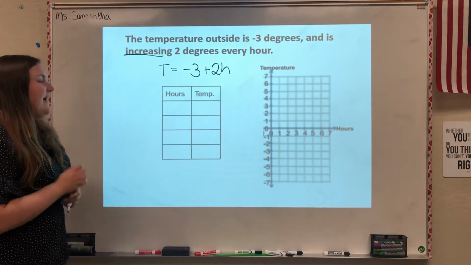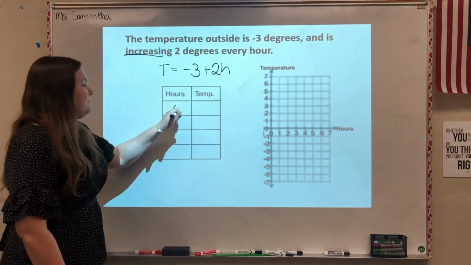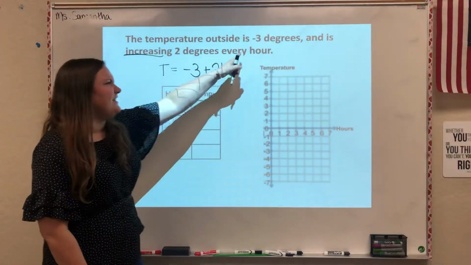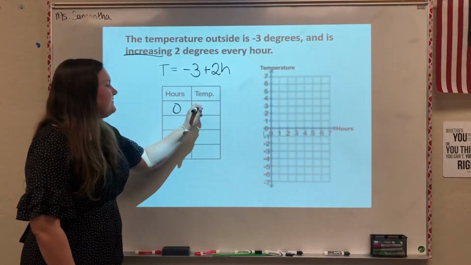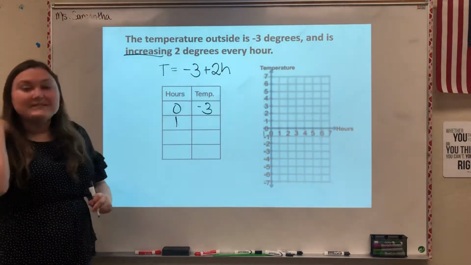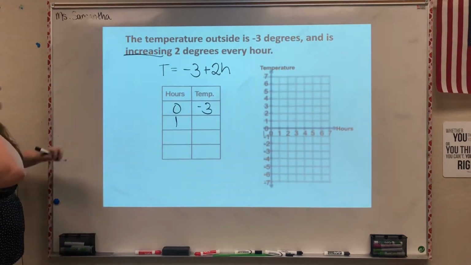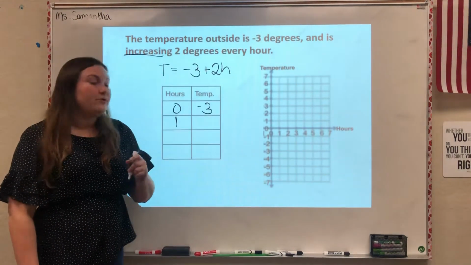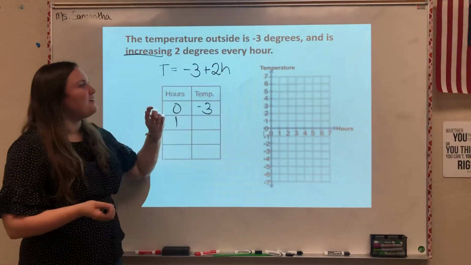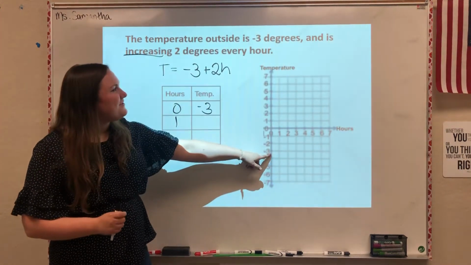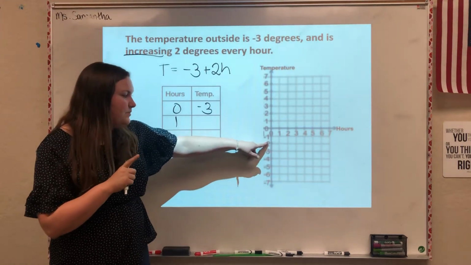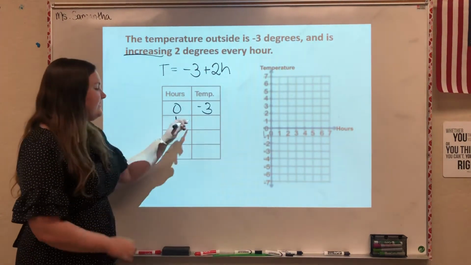Now, from this information, something you could also do is create yourself a table. We could say, at hour 0, before any time goes by, what's the temperature? Well, it's still that starting temperature, -3 degrees. So I could say 0, -3. After 1 hour, what's happened? It's increased 2 degrees. I'm going to use this over here as a thermometer almost. So it started at -3 degrees and it increased 2 degrees after 1 hour. So it went up to -1 degrees.